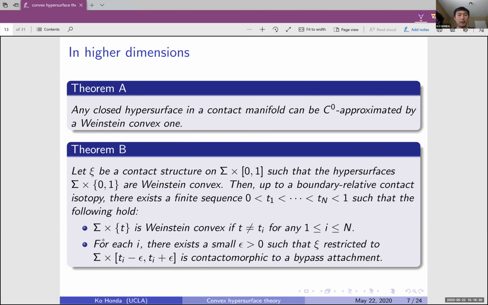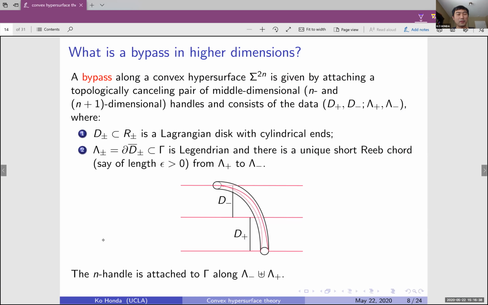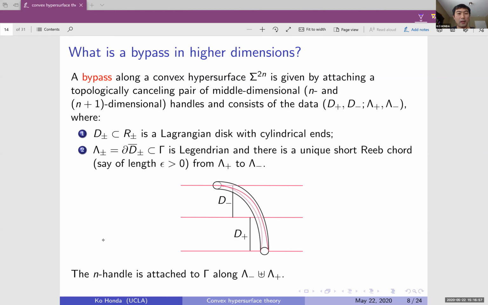Okay, so that's theorem B. And maybe I'll say a little bit about what a bypass is in higher dimensions. If you don't already know what it is, you may not understand anything, but I should probably say something. So, a bypass along a convex hypersurface. Maybe there's a question: can that be described by handle attachments? Yes.